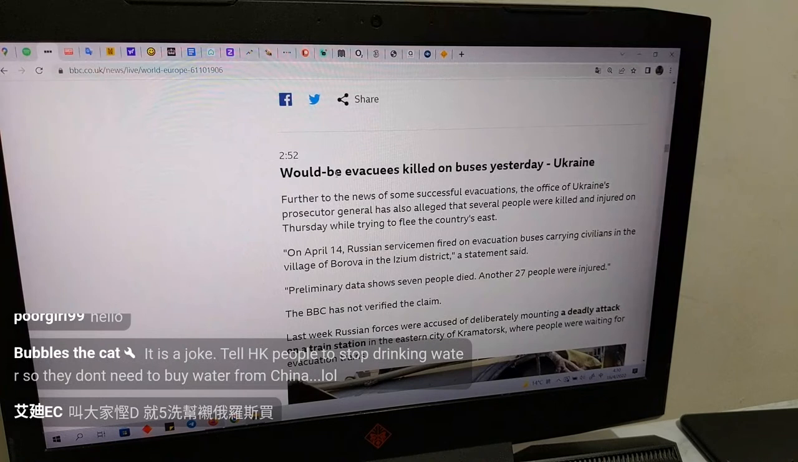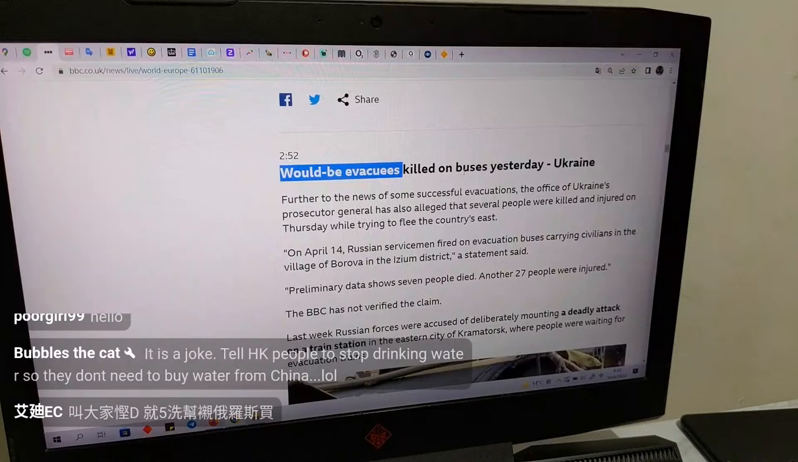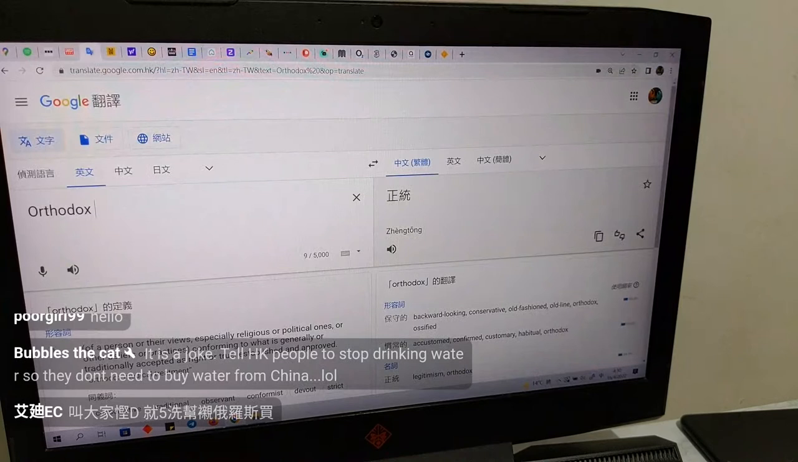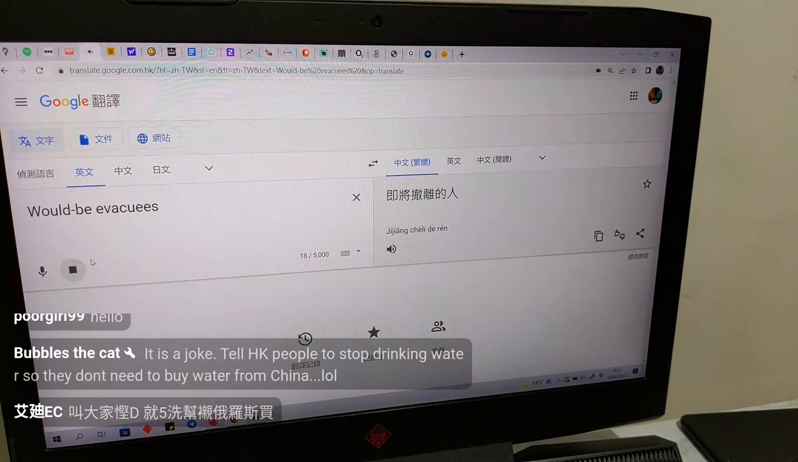Africans killed on bus yesterday. Ukraine. Will be... Africans killed on bus. What would be Africans? I know the sentence after this. I know this phrase, "killed on bus yesterday", but I don't know what would be Africans. Oh. Would be evacuees. Would be evacuees. Would be evacuees.